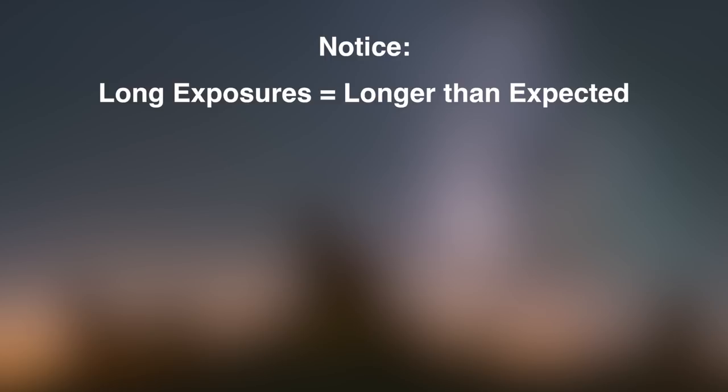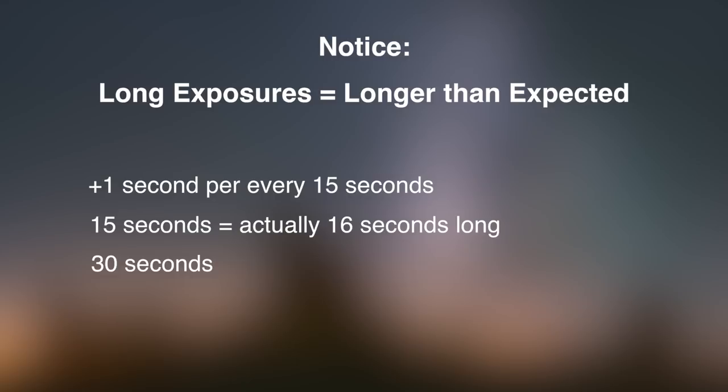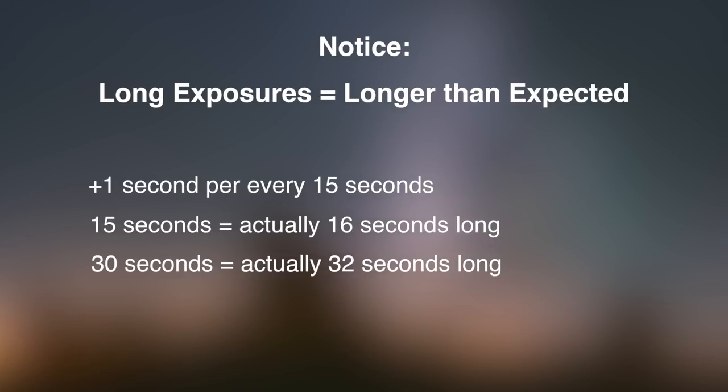An important thing to keep in mind when you're setting the motor delay is that most digital cameras add an additional second of time per every 15 seconds of shutter time. So that means that a 15-second exposure is actually 16 seconds long, and a 30-second exposure is actually 32 seconds long. Just keep this in mind and make sure that the motor delay is at least a little bit longer than the actual length of the exposure so that the motor doesn't move during the exposure.